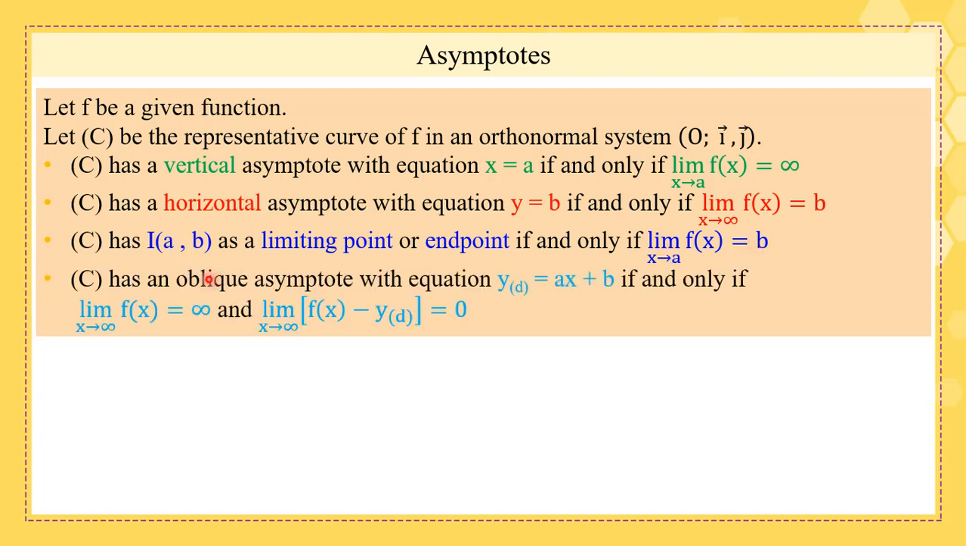And finally, C will have an oblique asymptote whose equation is y equals ax plus b if and only if the limit of f of x as x tends to infinity is infinity and the limit as x tends to infinity of f of x minus y is 0.